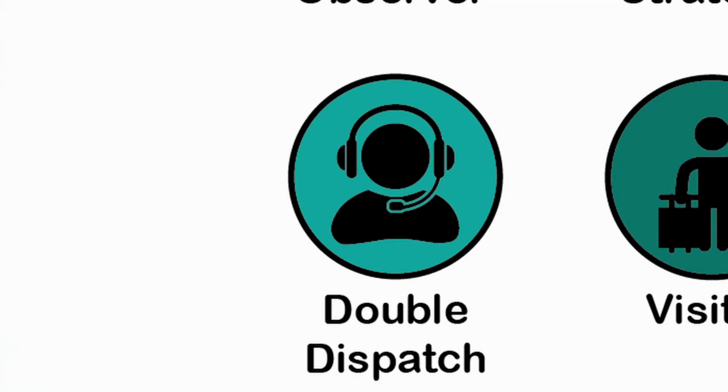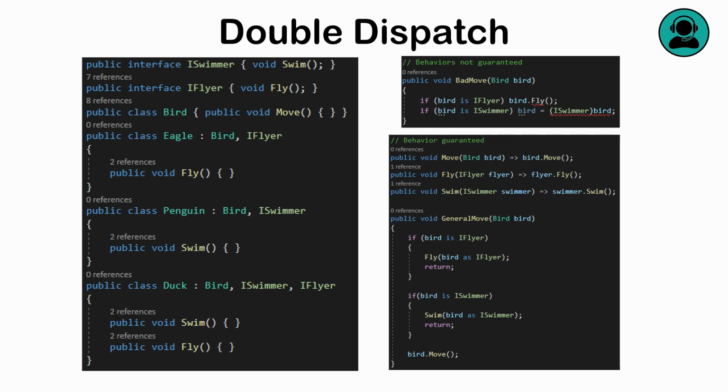Double dispatch. A process for choosing which method to call based on the runtime type of both the caller and the one being called upon, the latter of which appears as an argument in the method signature.